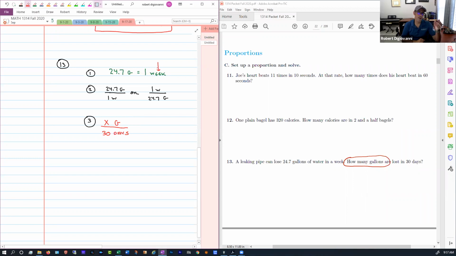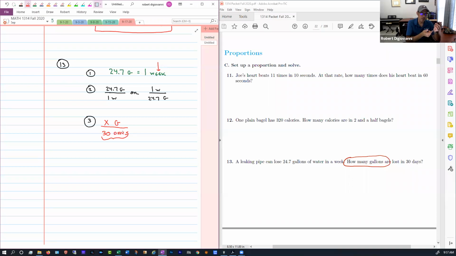But we're asked to find how many gallons would be lost in 30 days. We have to recognize that in the problem, or else we're going to get the wrong answer. One thing we could do is try to turn 30 days into weeks. The problem with that is there are 7 days in a week, and so 30 is not a nice number. We can't say that that's 3 weeks or 4 weeks. It would be some fraction of a week.